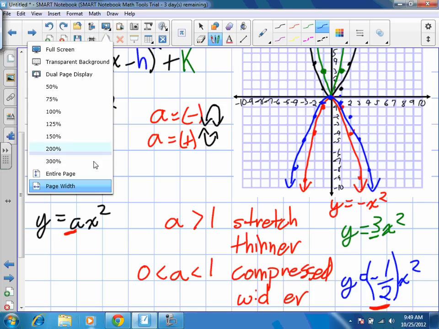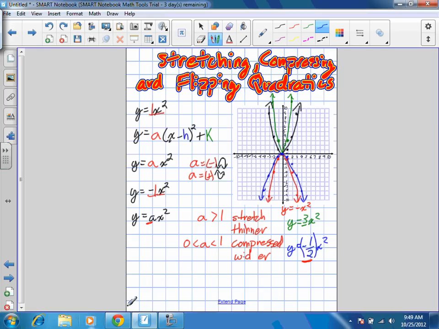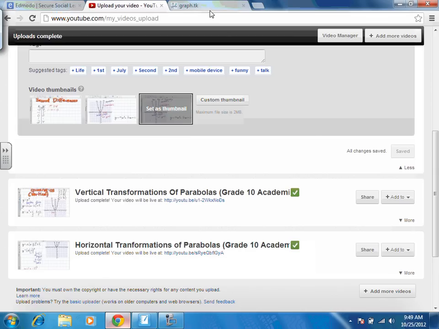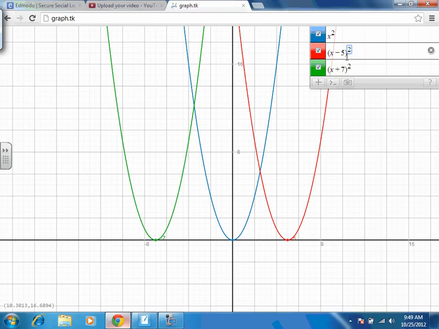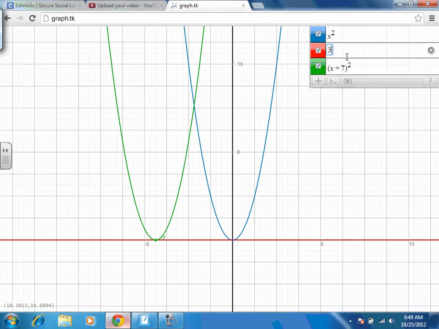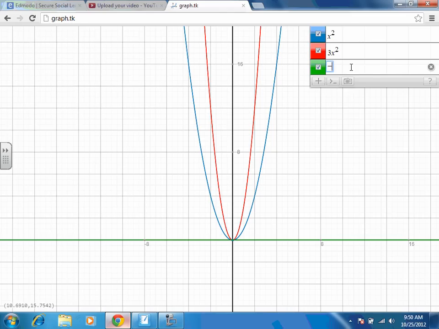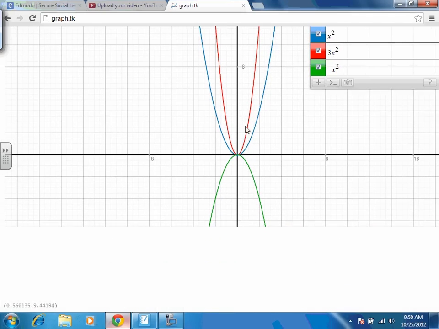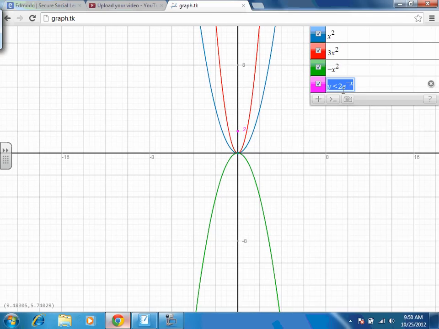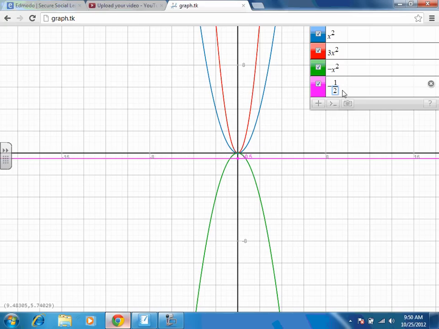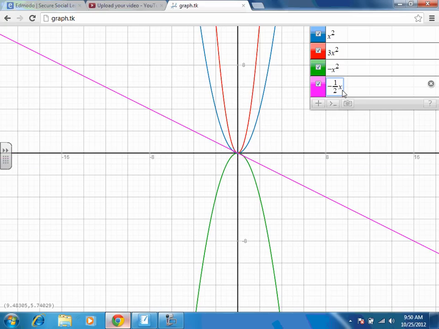So let's go on our graphing program one more time and put in our values. Graph TK. If you guys remember, our values were 3x squared. Okay? If you notice, the red one is thinner than the blue one being our original. We also had negative x squared, which is going to be our green one, the original shape of the blue, just flipped upside down. And finally, we did add one more to it. It was negative 1/2 x squared. And if you notice, that is wider than our green one.